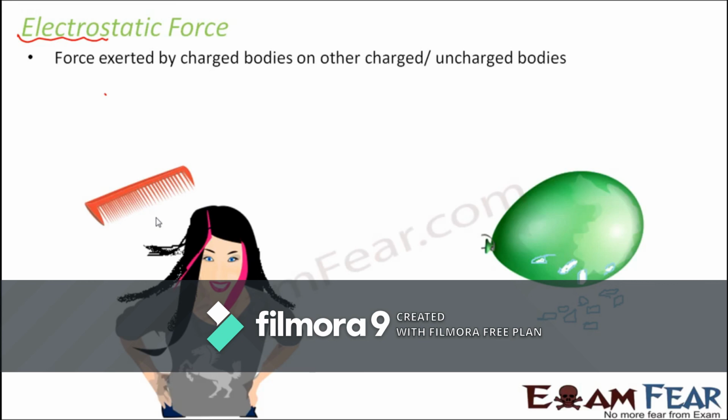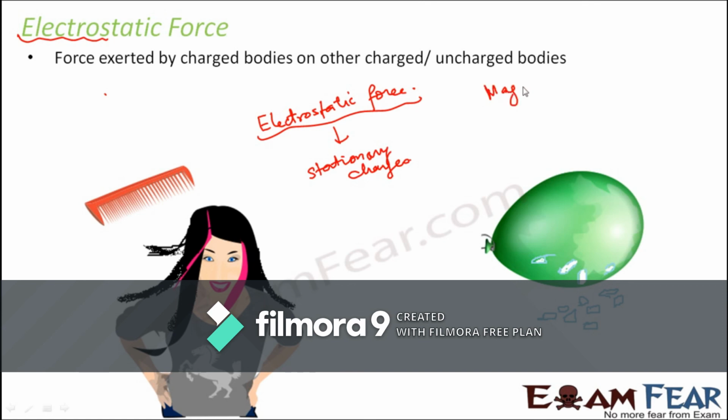In electrostatic force also we talk about attraction or repulsion, but they are not the same as magnetic force. In electrostatic force, the force is produced by stationary charges, that is static charges, whereas magnetic force is produced by moving charges. Many people often confuse these two types of forces. So electrostatic force is produced by stationary charges, whereas magnetic force is produced by moving charges.